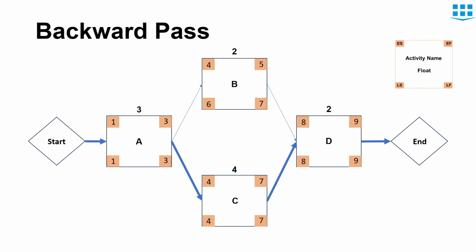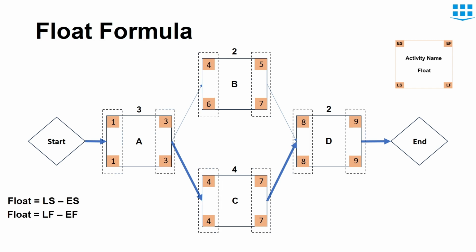So this is backward pass. Now you have the value of late start, late finish, early start and early finish of all activities. And you can easily calculate float from these values. As I mentioned before that the critical path has 0 float. Therefore, you can see that the late start and early start or late finish and early finish of activities A, C and D which are on critical path are same. Therefore, the float is 0.